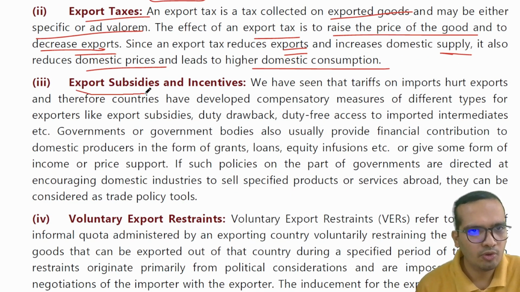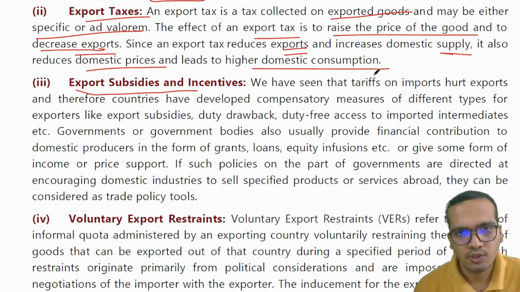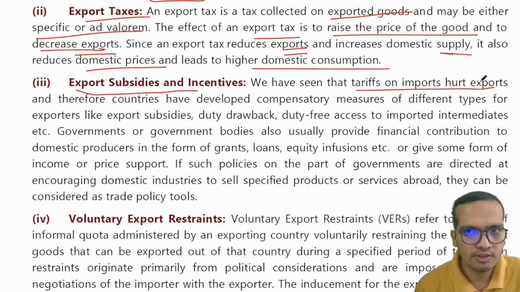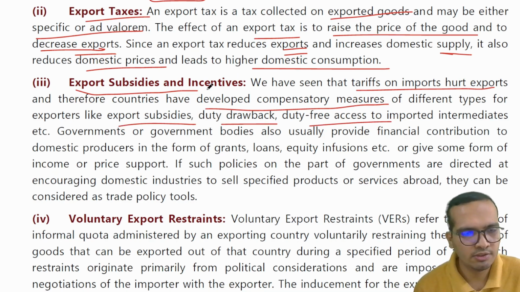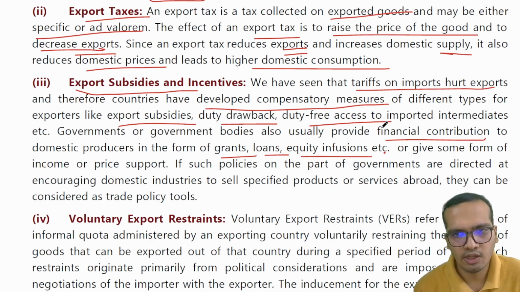Then we have export subsidies and incentives. We have seen that tariffs on imports hurt exports, and therefore countries have developed compensatory measures of different types for exporters like export subsidies, duty drawbacks, duty-free access to imported intermediaries, etc. Government or government bodies also usually provide financial contribution to domestic producers in the form of grant, loans, equity infusion, etc., or in some form of income or price support.